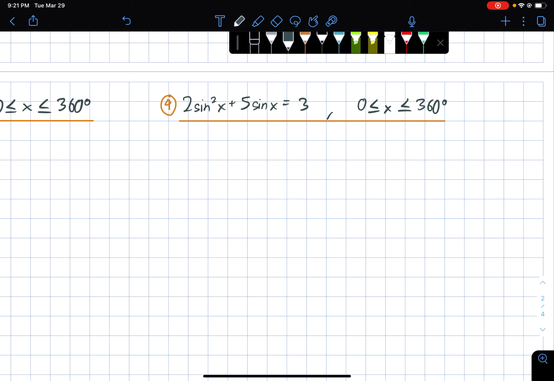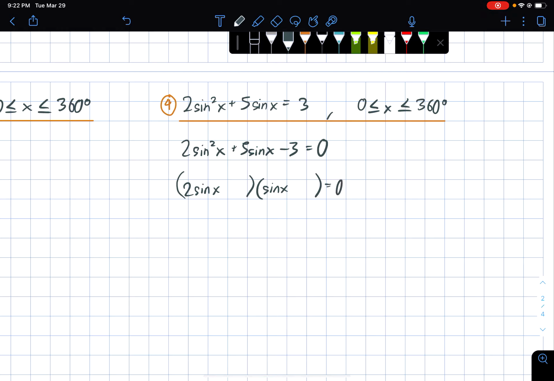2 sine squared x plus 5 sine x is equal to 3. This time we could now make use of the quadratic equation method. So we solve using particular methods on quadratic equations. So we move all the terms to the left side, leave a 0 on the right side, factor, or do the FOIL method. In this case, we can do the FOIL method since it is the most appropriate solution here right now. So 3, negative 1. So 6 sine x minus 1 sine x, 5 sine x.